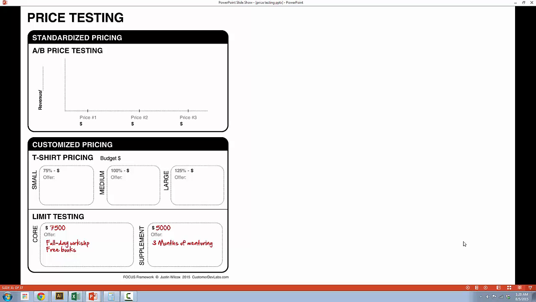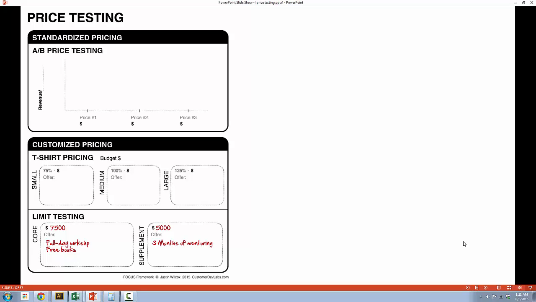And the idea here is that we're trying to discover our customer's budget limit by offering both a core offering and a supplemental offering. It gives us the opportunity that if we end up exceeding their budget limits, we have something that we can cut, something that we can easily pull back, and they don't feel like we are just making up the price on the fly, because everything that we're offering has a value associated with it.